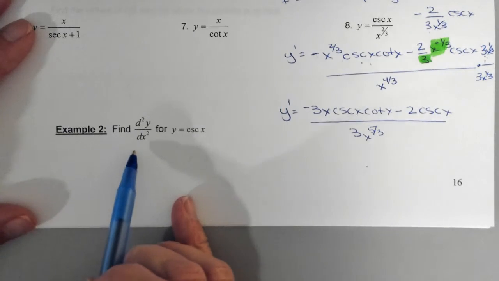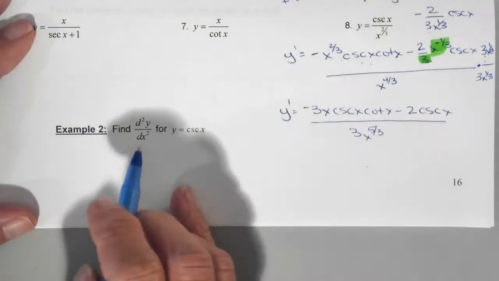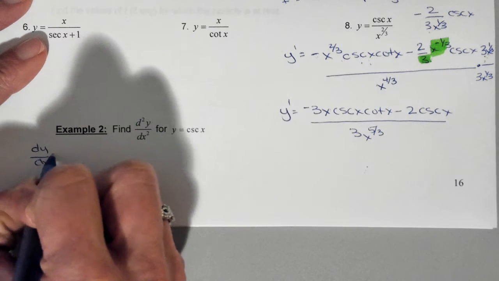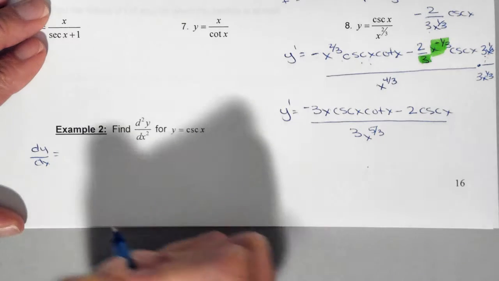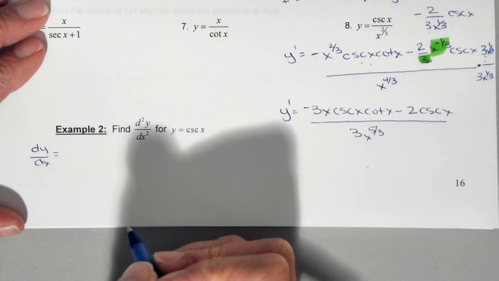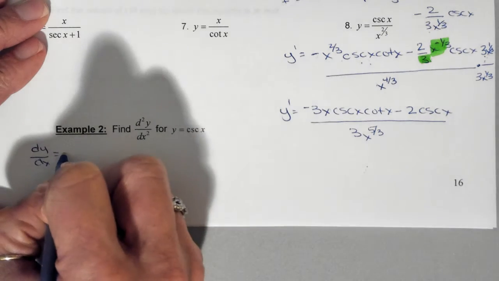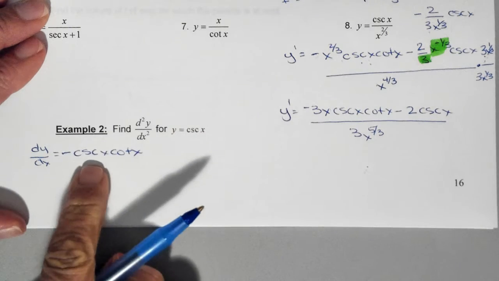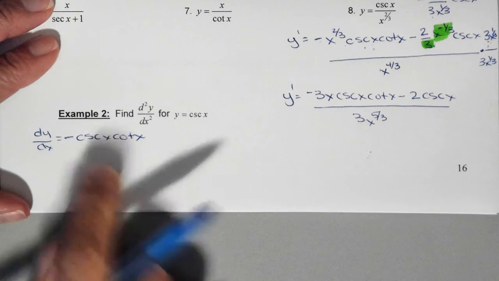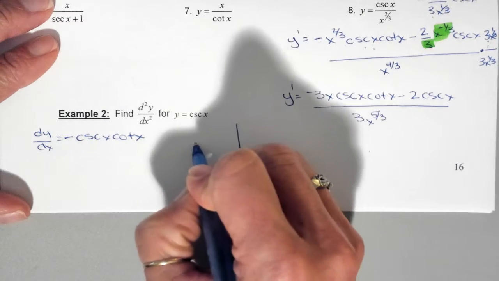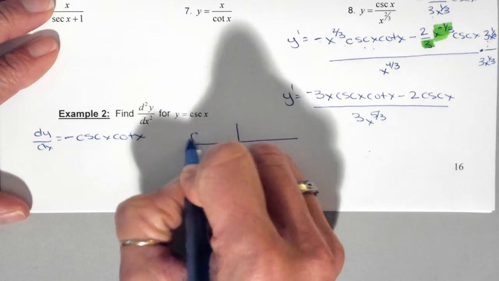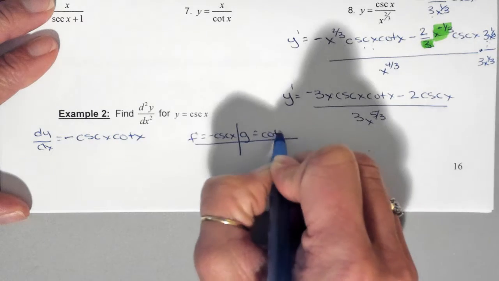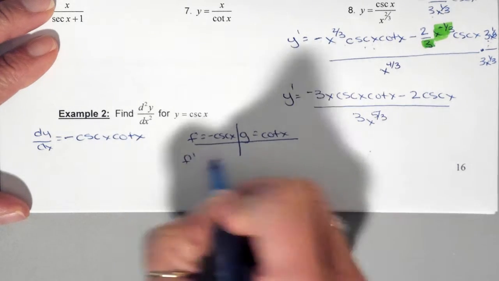Let's take a look at this last example on the bottom of page 16. So here we want the second derivative. So the first thing we need to do is take the first derivative. So dy dx is equal to, what's the derivative of the cosecant? Yep, negative cosecant cotangent. Okay, so when we want the second derivative, I have to use the product rule. So I'm going to make my table right here. We've got f is equal to negative cosecant of x, and g is equal to the cotangent of x. So we've got f prime.